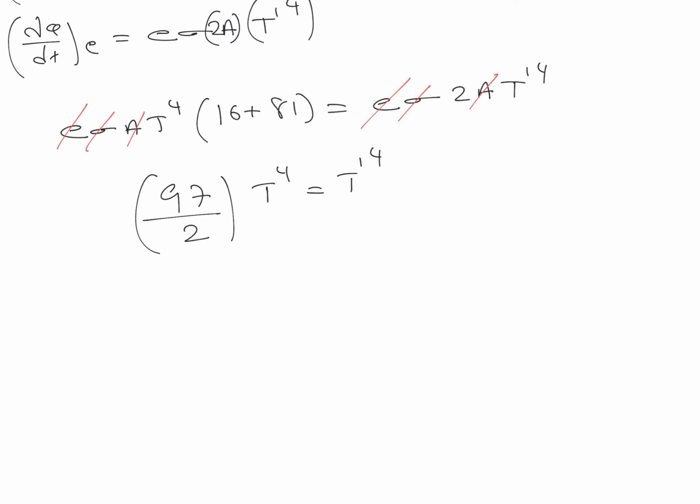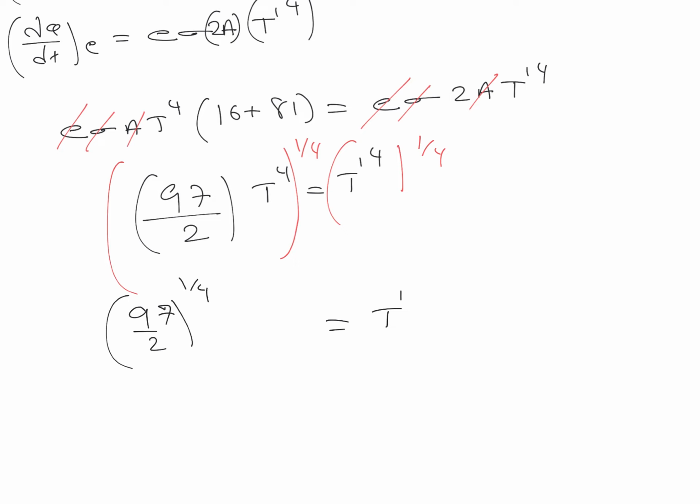Our aim is to find the value of T dash, so we raise both sides to the power 1 by 4. On the right side we get T dash, and on the left side we get (97 divided by 2) raised to 1 by 4, into T. So this will be the temperature of the second plate.